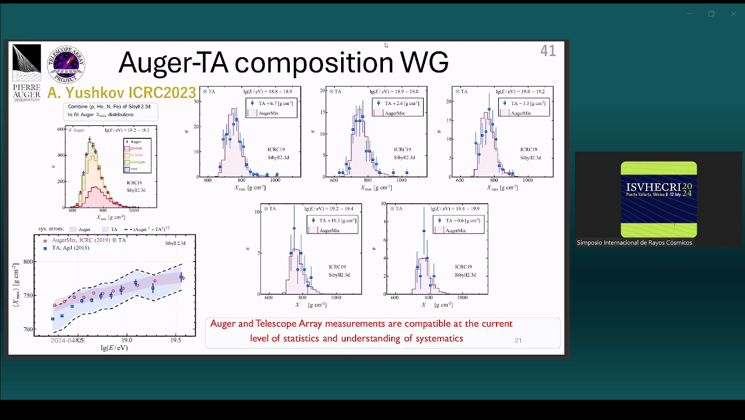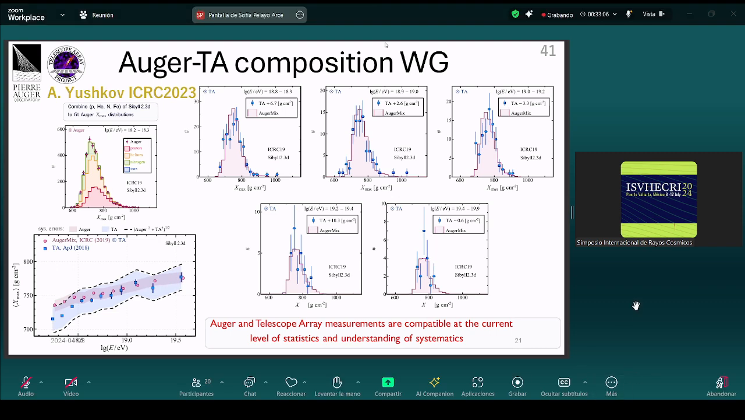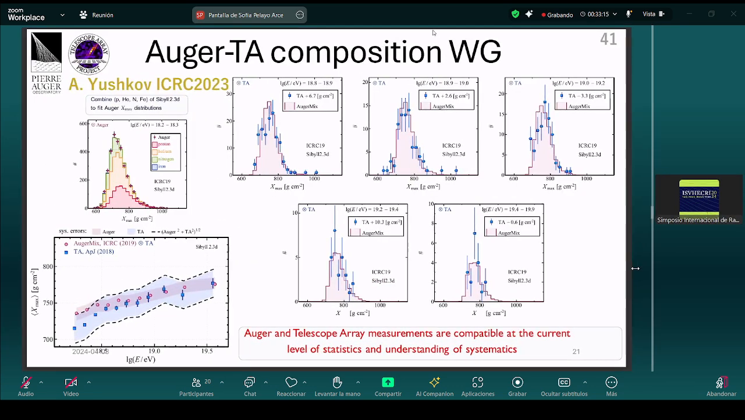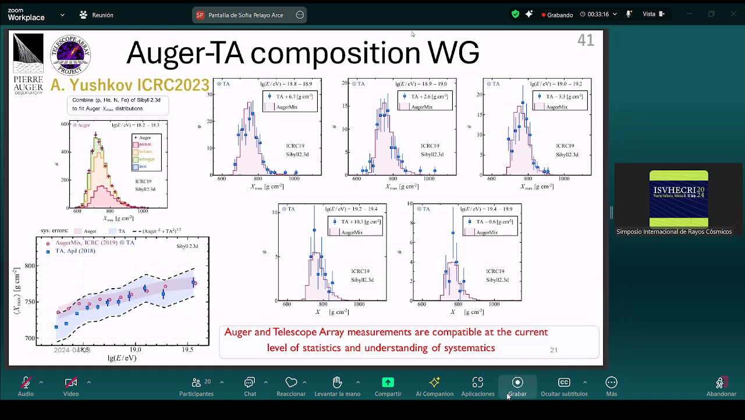So our next talk is about HAWC and is by Daniel Omar Avila Rojas, who is going to present the recent results from the HAWC Gamma Ray Observatory.